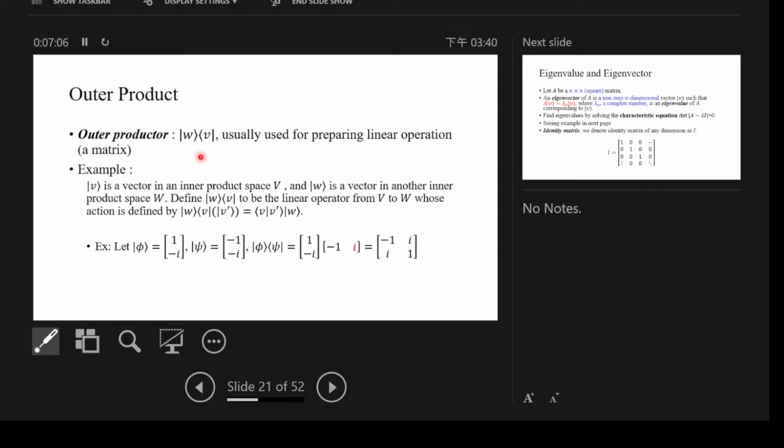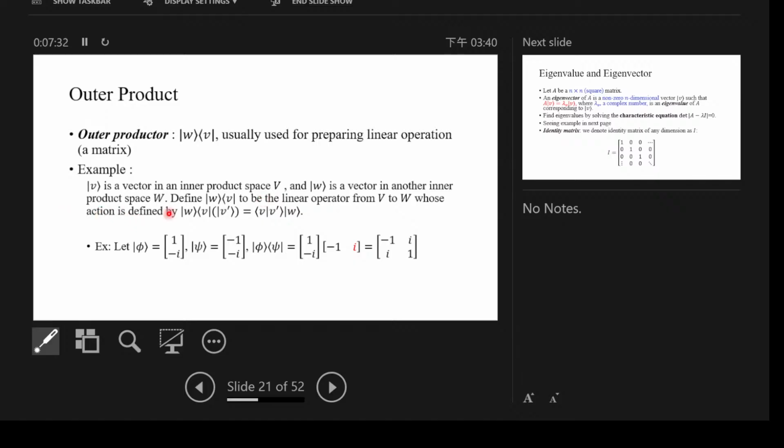Then there is some more linear algebra interpretation you can put on outer product. You can think of V as being from some space V and W from some space W. Then this |W><V| will give you a linear transformation that maps from space V to space W, like this. So you see that it's some number.